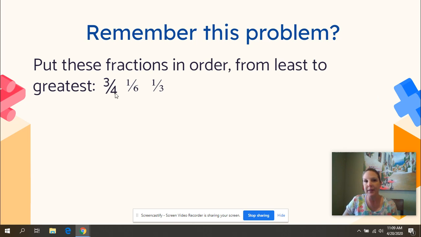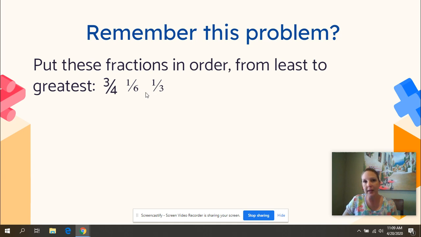However, some of you looked at the fourths and the thirds and decided that the fourths would be smaller pieces, which is in fact true. However, 3/4 is going to be a bigger portion of the whole than 1/3.